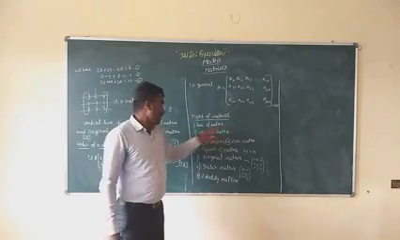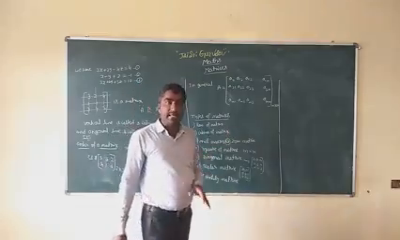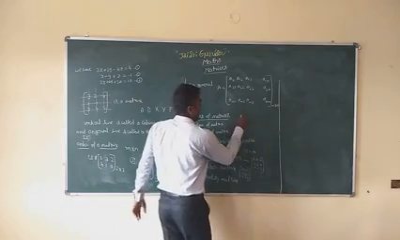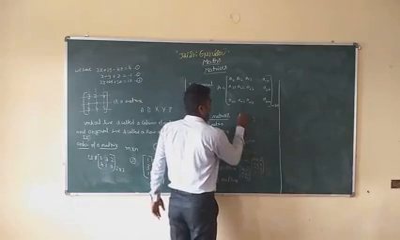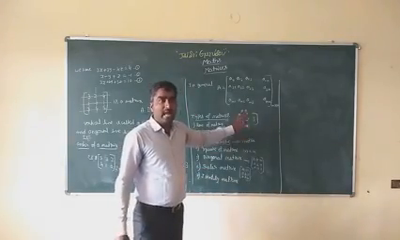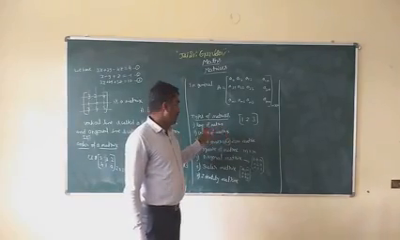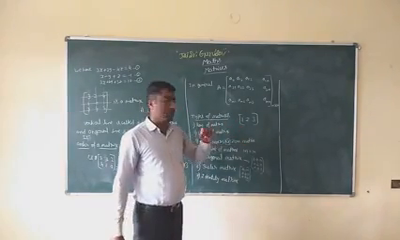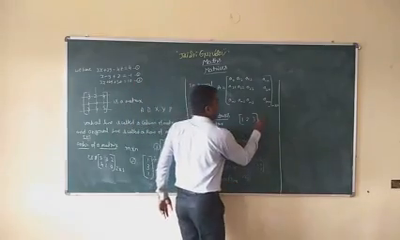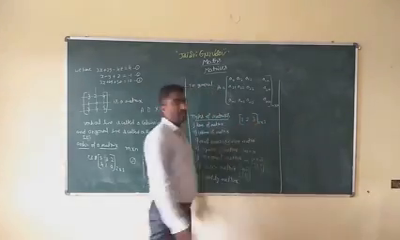Next is types of matrices. First one is row matrix. Row matrix means matrix having only one row. For example, 1, 2, 3. It is a matrix having only one row, that is called row matrix. What is the order of this matrix? It is 1 row into 3 columns, 1 cross 3 matrix.